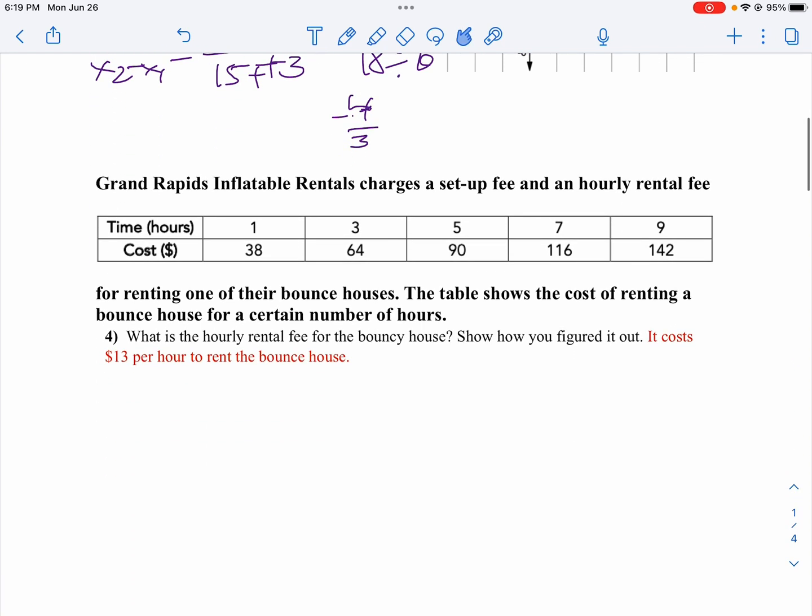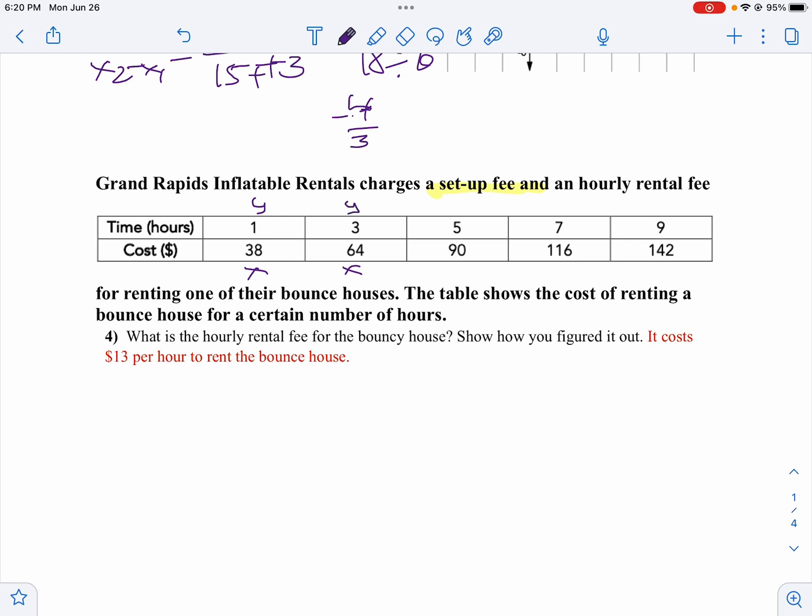Now, on question number 4, be careful, because people will look at this and say, oh, after 1 hour, the cost is $38, so therefore the hourly rate is $38 per hour, which is incorrect. Notice they charge a setup fee. So that $38 includes our setup fee. So we're going to do this like our rate of change. My independent variable is my x, so I think I'll just use the first 2 points.